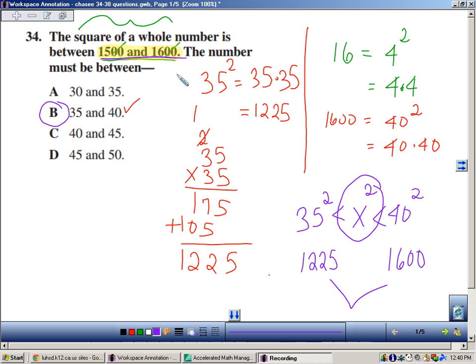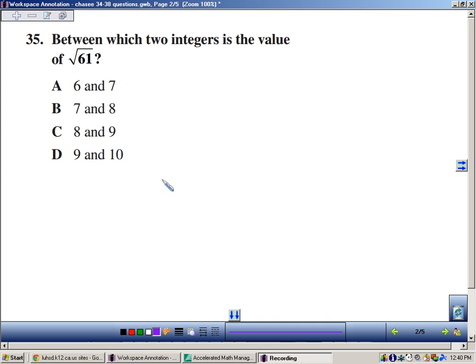Okay. Next question. 35. Between which two integers is the value of radical 61? Okay, and so I'm going to write radical 61, and above radical 61 I'm going to think of the next perfect square number. So I am thinking 8 times 8 is 64. So radical 64. And then let's think about 7, which is radical 49.